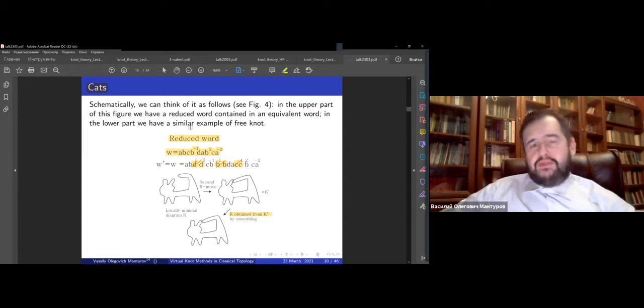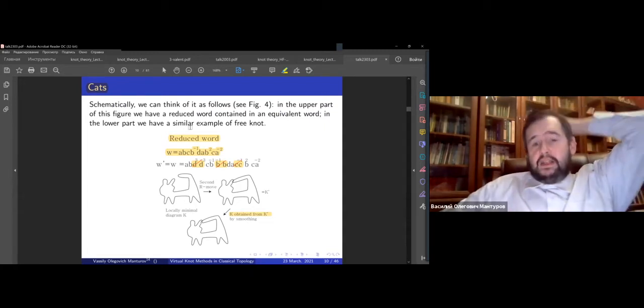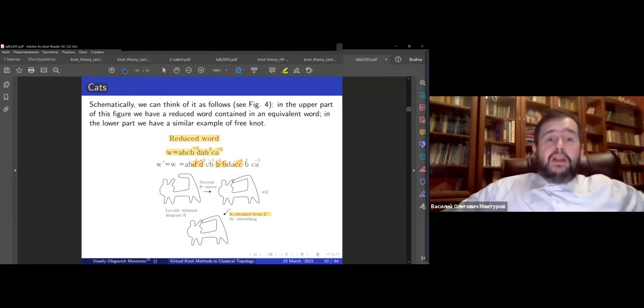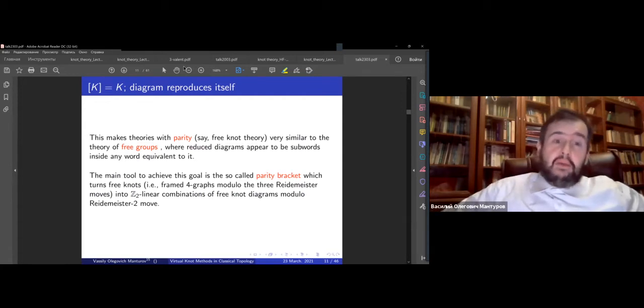Of course, this dream does not come true immediately for classical knots. For example, we have a culprit knot, and a culprit knot is an unknot which is locally minimal but not globally minimal.